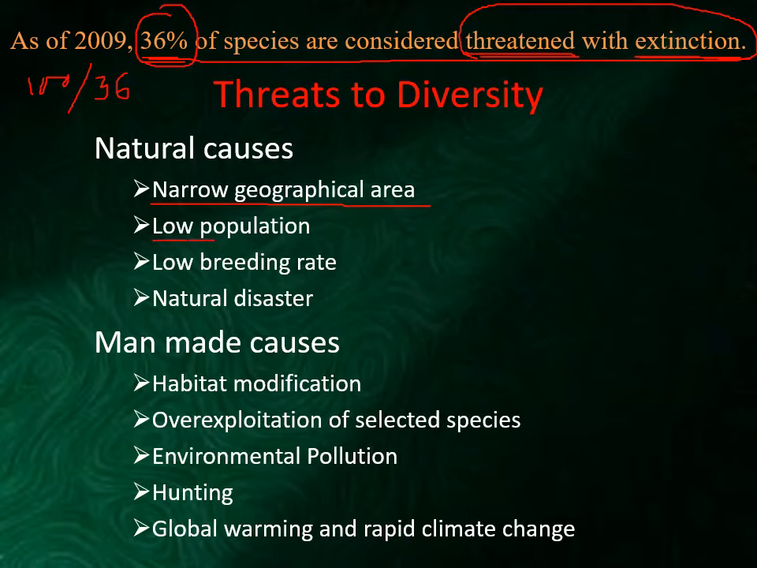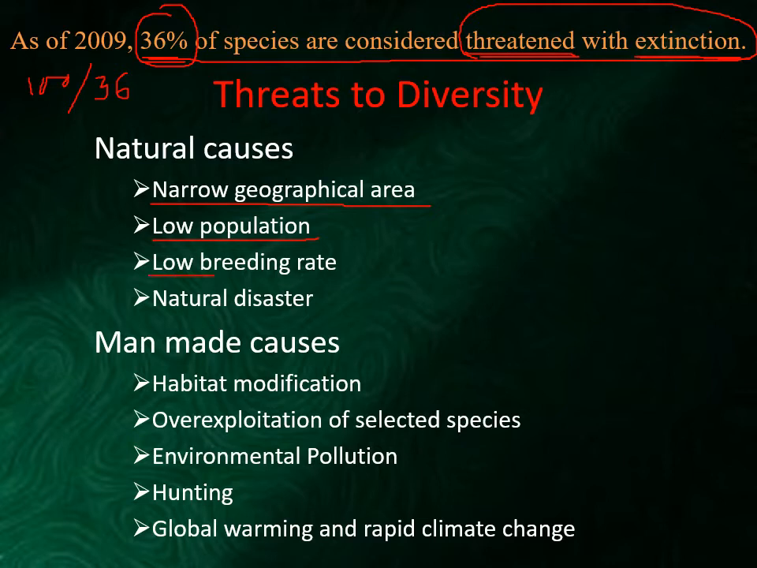Second is the low population. Again, if a species has higher and higher population, more and more numbers, then there must be more varieties of gene pools that can be circulated by reproduction generation after generation. But whenever the numbers of a species become less, that means the varieties of genes are decreasing, are lower in number. So again, with a changing environment, the organism may not be able to cope up.